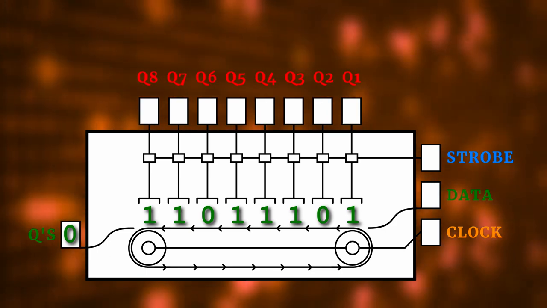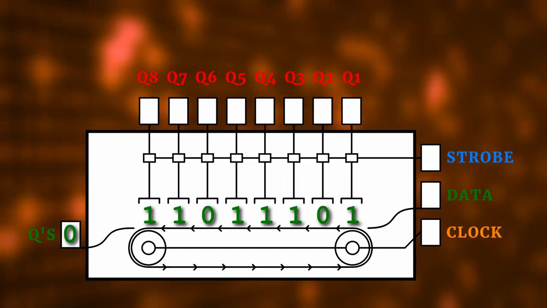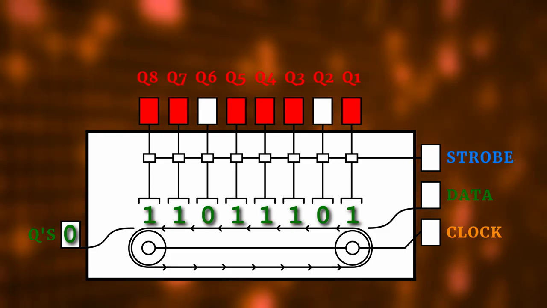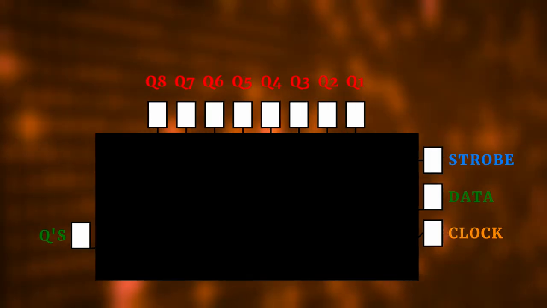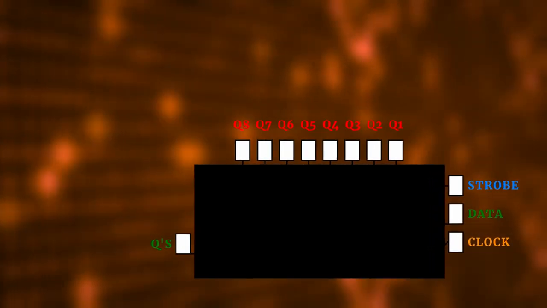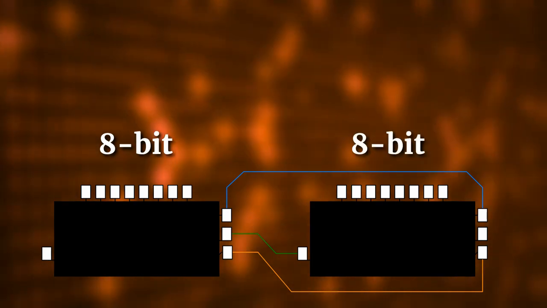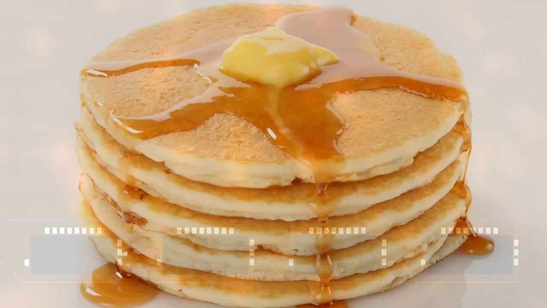Only when the strobe input is pulsed from 0 to 1 and back to 0 again, the Q1 to Q8 outputs will show the current state of our bit conveyor belt. Here comes a nice trick. Connect the Q'S output to the data input of a second shift register and connect their strobe and clock lines in parallel. Then you have created a 16-bit shift register. And you can keep doing that forever, and we call that cascading, just like with pancakes.